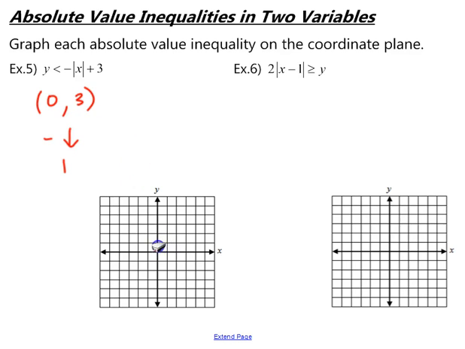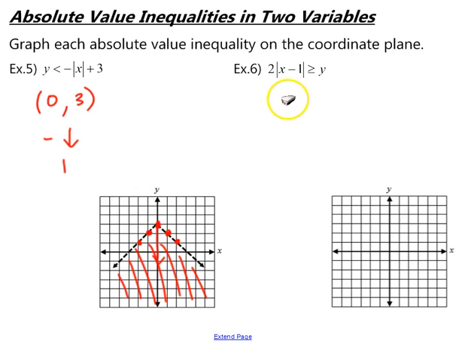So plot your vertex, 0, 3. We know it's going to open downwards with the slope of 1. So we go down 1 over 1, down 1 over 1, and then same thing on the left side. And then we can go ahead and plot a dotted absolute value. Then lastly, we want to shade. So you find your y-intercept, and we want everything smaller. So everything smaller is going to be inside of that v, underneath.